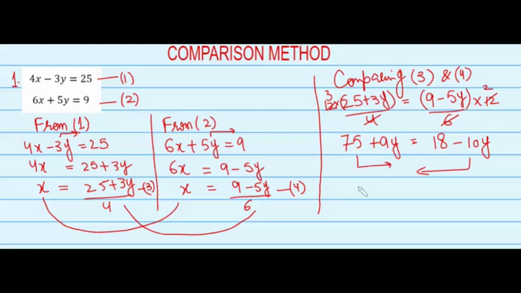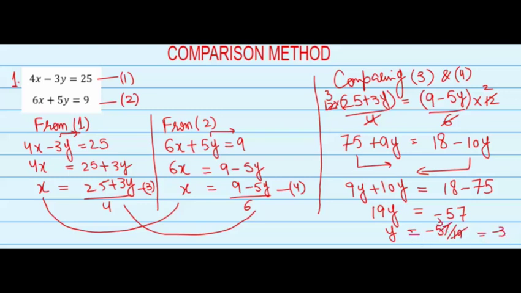Got it? So we have 9y plus 10y, and here we have 18 as it is, and this 75 becomes negative 75. 9y plus 10y are like terms, so they will be added, so 19y, and 18 minus 75 gives you what? 15 minus 8 is 7, and 6 minus 5 is 1, so negative 57. So now dividing both sides by 19, 57 over 19, 19 3s are 57, so we have negative 3. So this is the value of y.